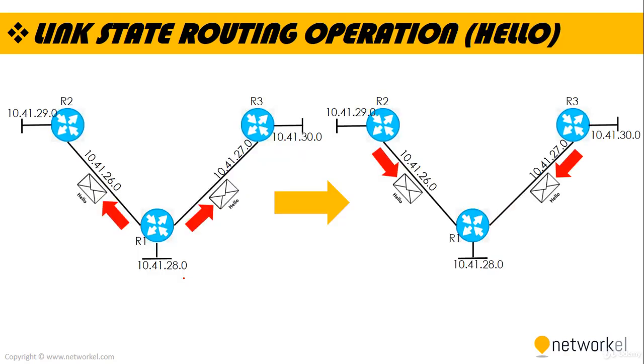Let's go ahead. As I told you, in the first step, routers discover their directly connected neighbors and send hello packets and receive a hello reply back from each neighbor running the same protocol. In here, as you can see, the first step of the link state routing operation is sending and receiving the hellos, and here router 1 is sending the hellos from each interface and receiving back the hello packets from router 2 and router 3.